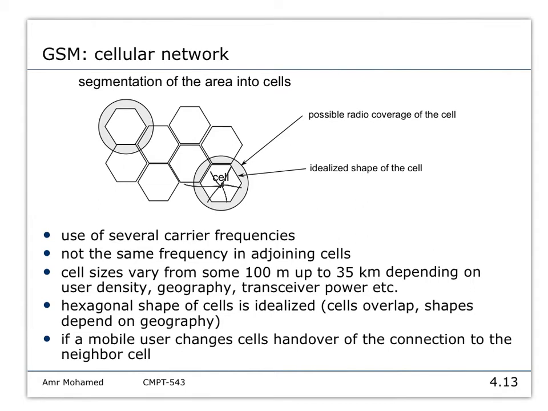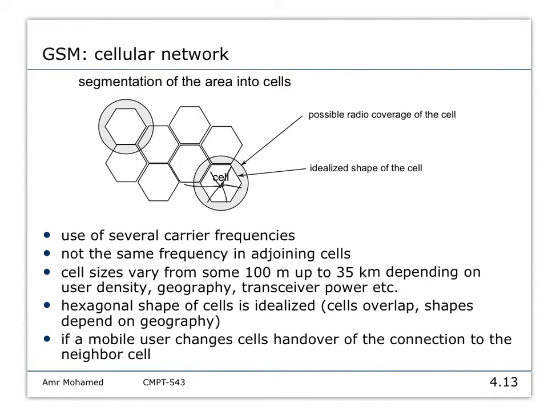So the cell sizes, in terms of range, vary from 100 meters all the way to 35 kilometers, depending, of course, on the type of area that we're talking about, whether it's a remote village or an urban city or something like that. And how can we get this range? We get this range by using special types of antenna with different transmission power. So by increasing the transmission power, we increase the range.